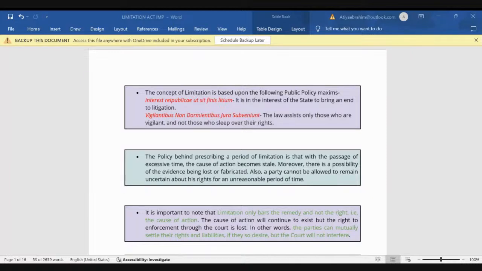Is this clear? Right? So these are my objects. And the object of law is always to give justice, right? So every act which is framed always sees that we want to give justice. Because unnecessary delay in filing a suit will only result in loss and destruction of evidence and documents.